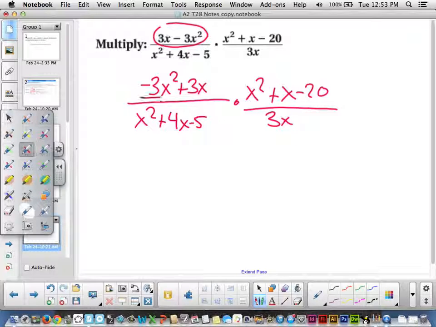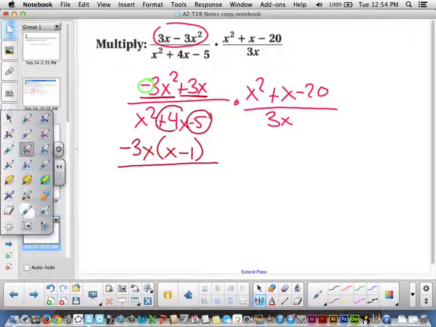Now here, we want to look for stuff they have in common. I'm seeing that they both have a 3 and an x. I'd also like to point out that the lead coefficient is negative. So I'm going to pull out negative 3x, and what's left is x minus 1. On the bottom here, we want to see what multiplies to negative 5 and adds to 4. That gives us x plus 5 and x minus 1.